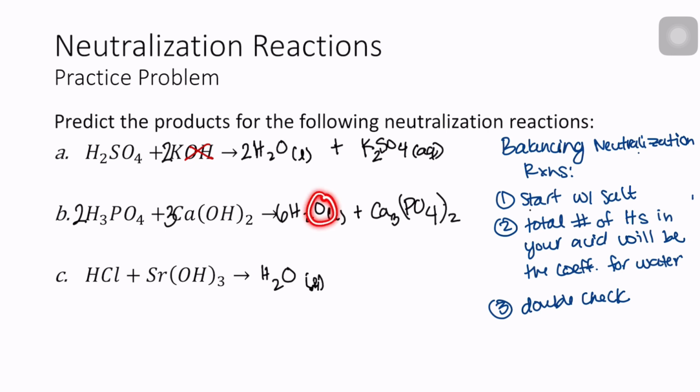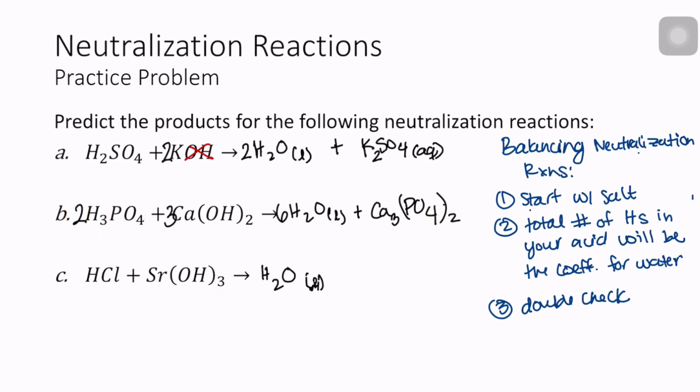I have 6 oxygens from my water. I have a total of 6 oxygens from my calcium hydroxide. Remember, if your polyatomic ions don't change, don't break them up. So that's why I didn't count the oxygen from the polyatomic ion. I have 2 phosphate in my reactants, 2 in my products.